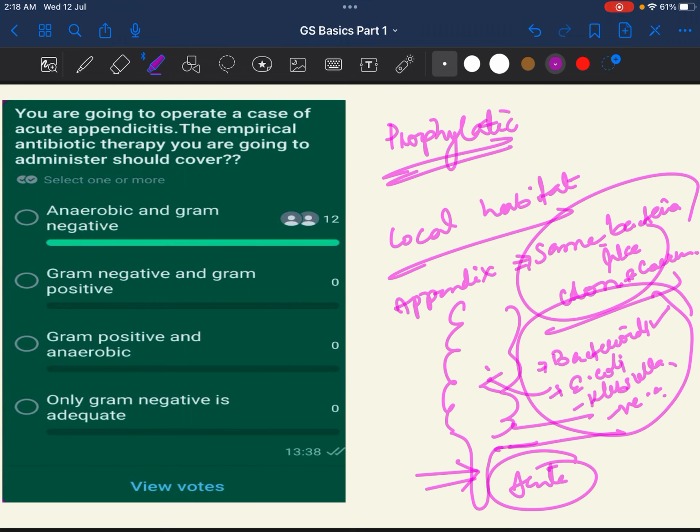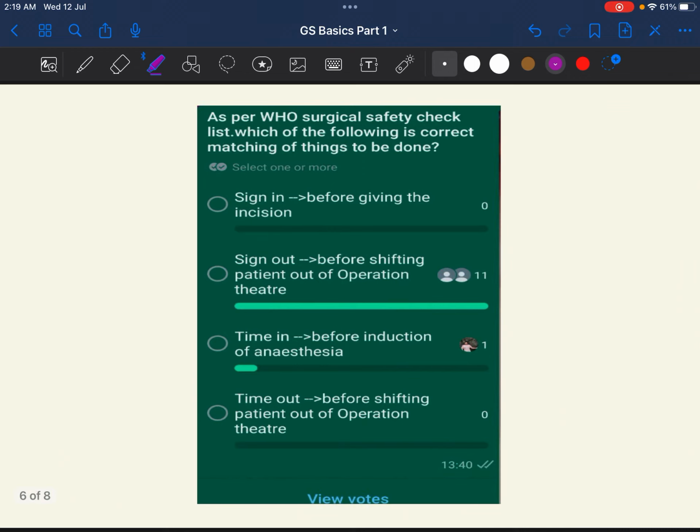Coming to the options here, antibiotics should cover anaerobic and gram negative. This is a correct option. Gram negative and gram positive, wrong option. Gram positive and anaerobic, wrong option. Only gram negative is adequate, no. You should always add anaerobic cover for this patient.